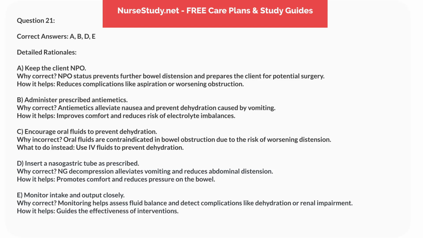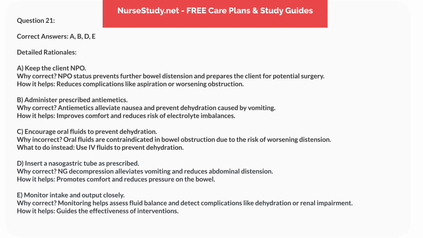Detailed rationales. A. Keep the client NPO. Why correct? NPO status prevents further bowel distension and prepares the client for potential surgery. How it helps: reduces complications like aspiration or worsening obstruction. B. Administer prescribed antiemetics. Why correct? Antiemetics alleviate nausea and prevent dehydration caused by vomiting. How it helps: improves comfort and reduces risk of electrolyte imbalances.